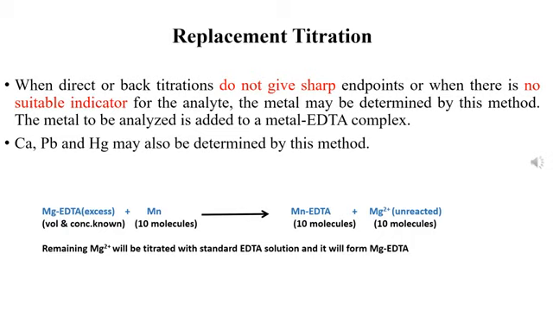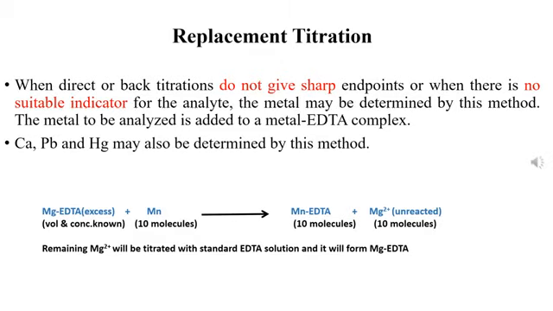Next titration type is replacement titration, that is also a type of complexometric titration. When direct or back titrations do not give sharp endpoints, or when there is no suitable indicator for the analyte, the metal may be determined by this method, that is known as replacement titration. Also, the name indicates that one metal is replacing the other one.